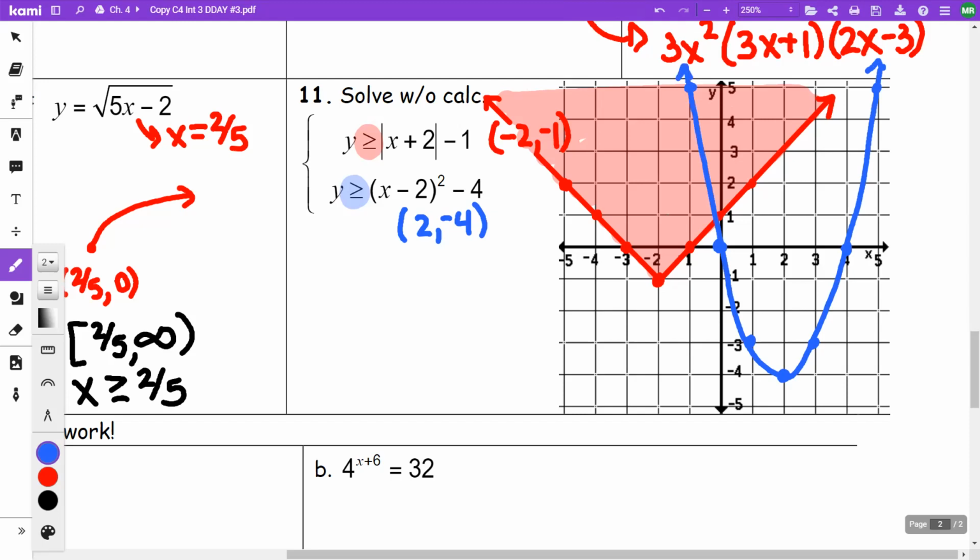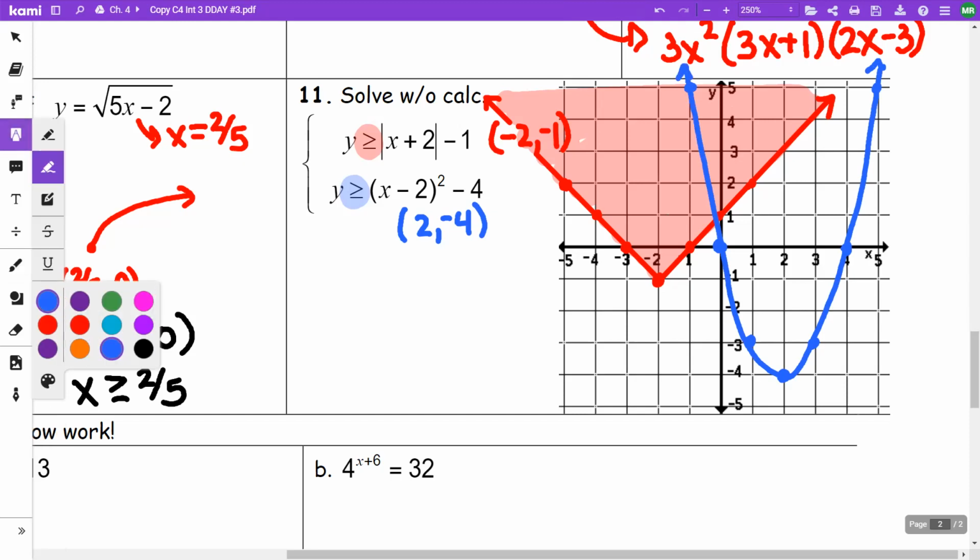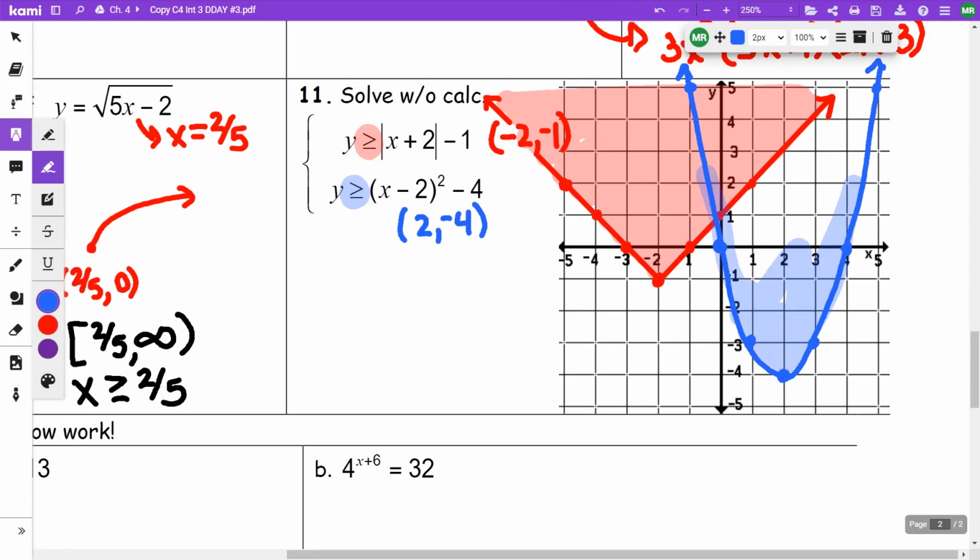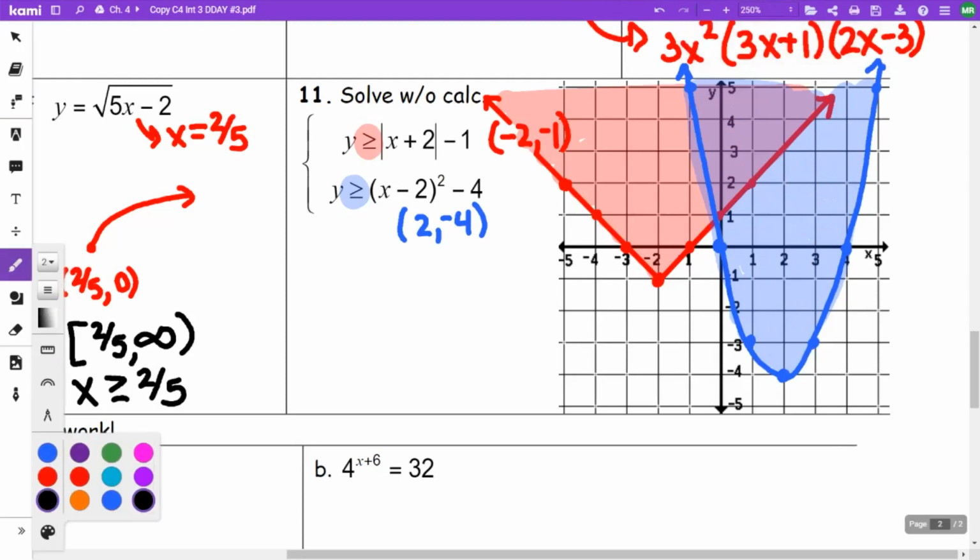This one I also want to be greater than or equal to. So I'm going to shade everything basically inside of this parabola. And as I'm doing it, you see that there's a section that is a purple tint now, where both graphs overlap. Okay, so right here, this section is where my answer is. Not where it's blue, not where it's red, but where it's purple.